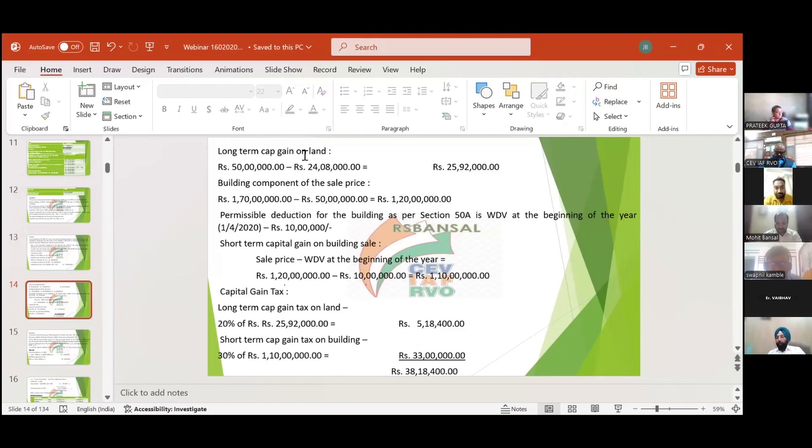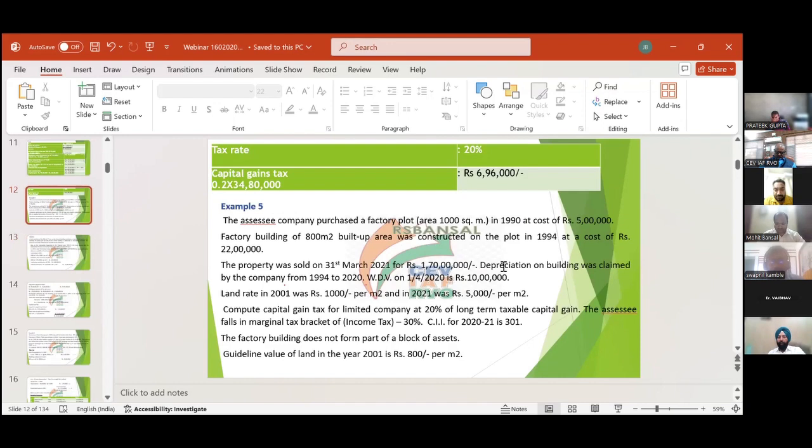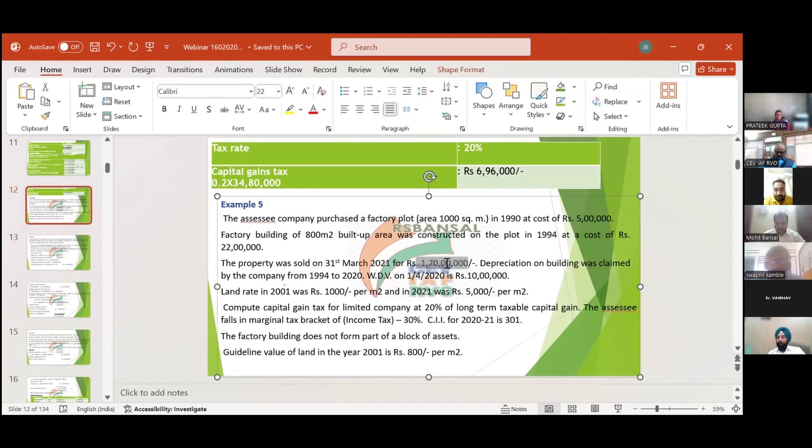So long term capital gain on land. See here, you have to separate the land value and the building value. The property has been sold for rupees 1 crore 70 lakh. So you have to separate the land value. Land rate is 5,000 per square meter and 1,000 square meter is the area. So the land value in 2021 comes out to be 50 lakh, 1,000 into 5,000.